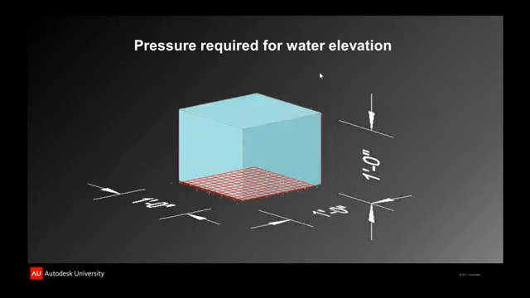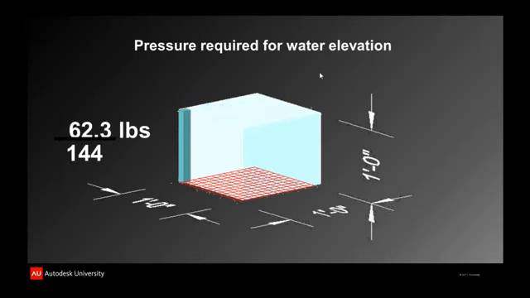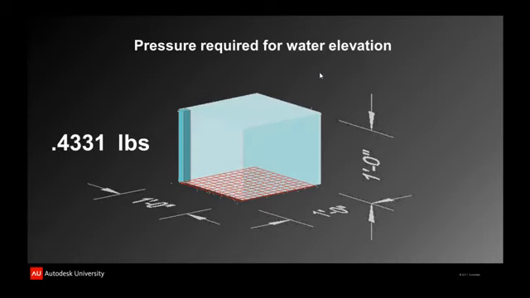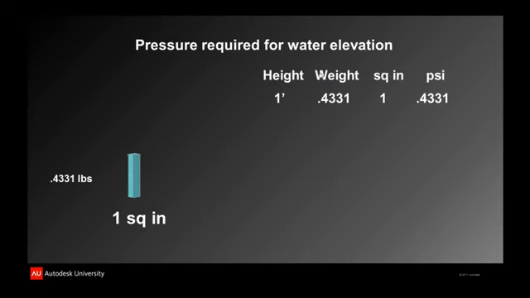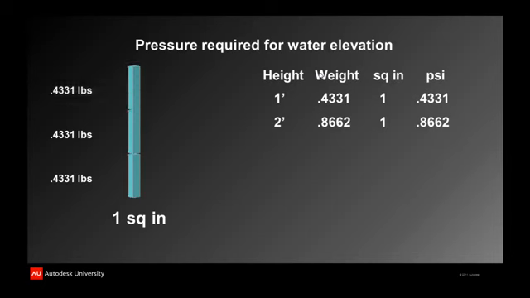If we measured the bottom of it, we'd see the bottom measured 144 square inches, 12 by 12. And then if we focused on 1 square inch a foot high, we'd say that was 63 divided by 144 pounds per square inch. And so that's equal to 0.4331 pounds. That's a 1 inch square, 1 foot tall.